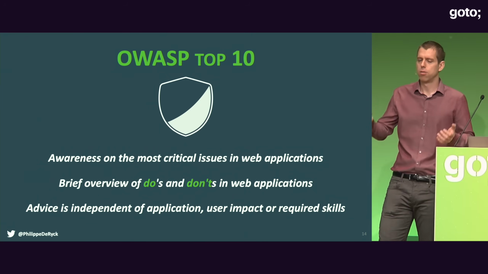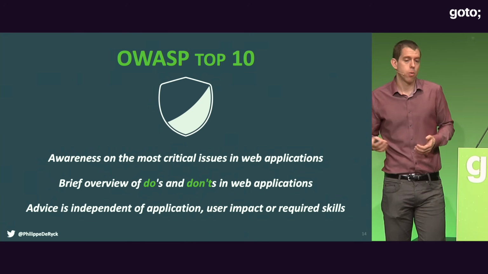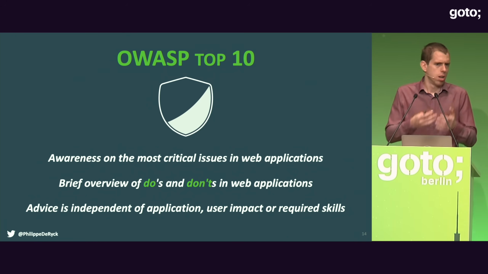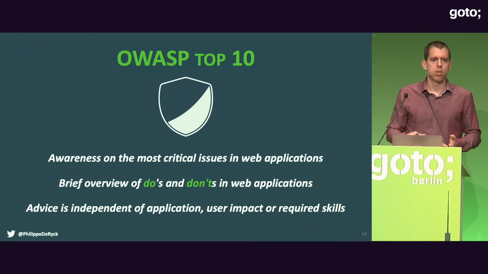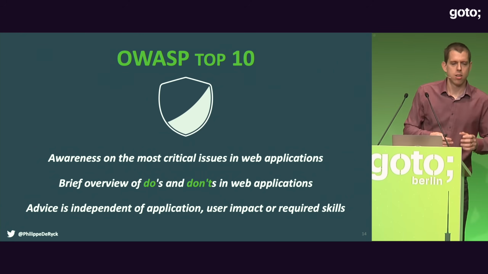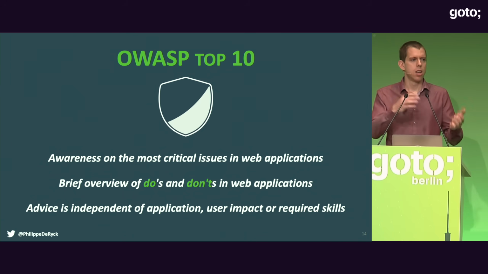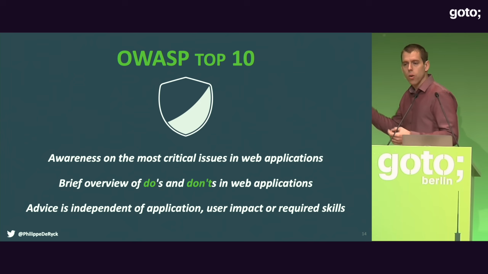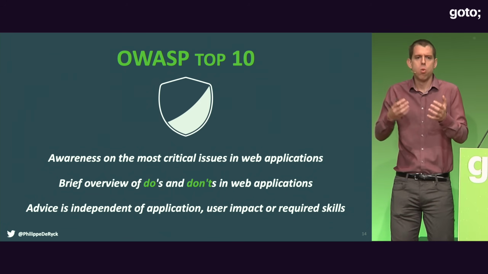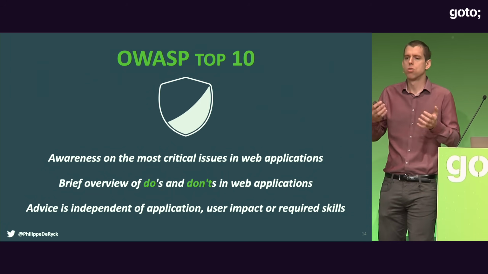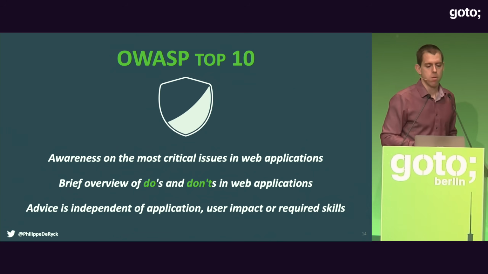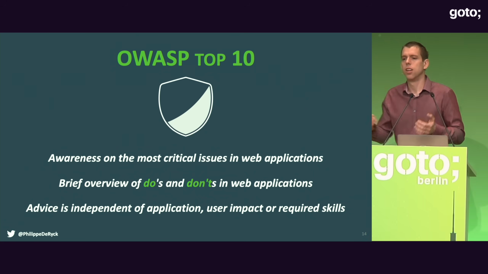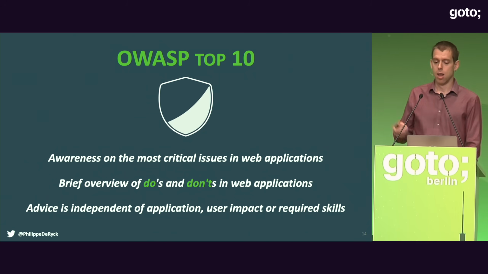You, as a developer, will have to implement it. And that might require time and skills to actually get that right. And again, that's okay, because the goal is to raise awareness. The goal is to tell people, hey, there is this multi-factor authentication thing. You can use all of these different methods, and that's how you would approach that. And that's what's going on here. So the OWASP Top 10 is about raising awareness. It's a brief overview of do's and don'ts that you should or shouldn't be doing in your web applications. The advice is independent of the application, doesn't really take user impact into account, things like that, but nonetheless, it is valid advice.